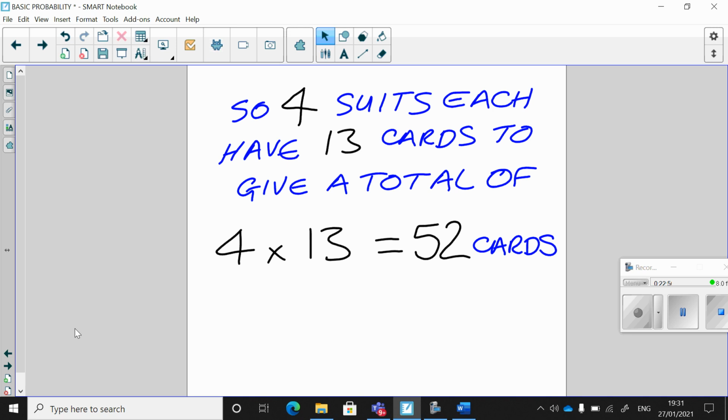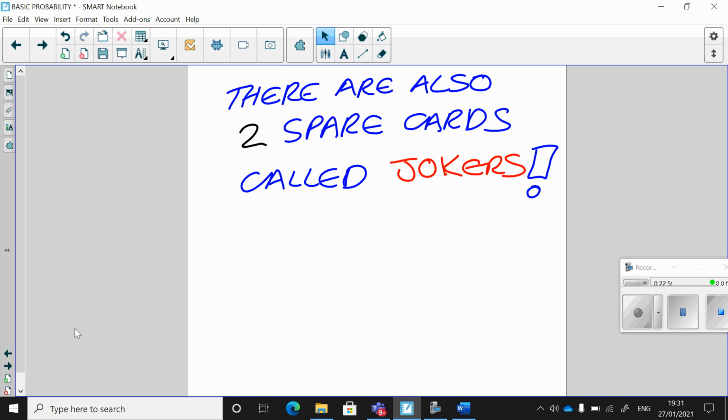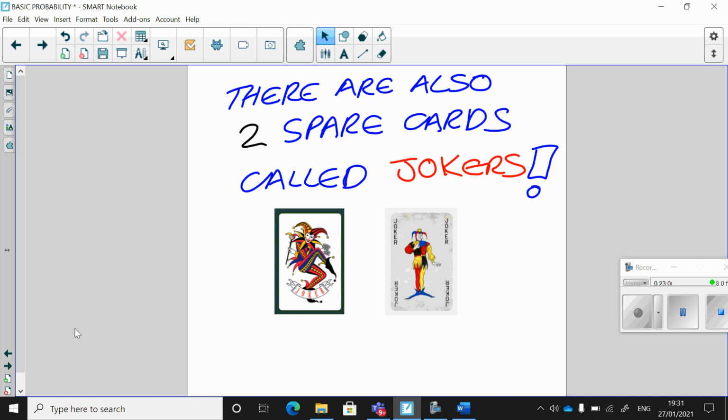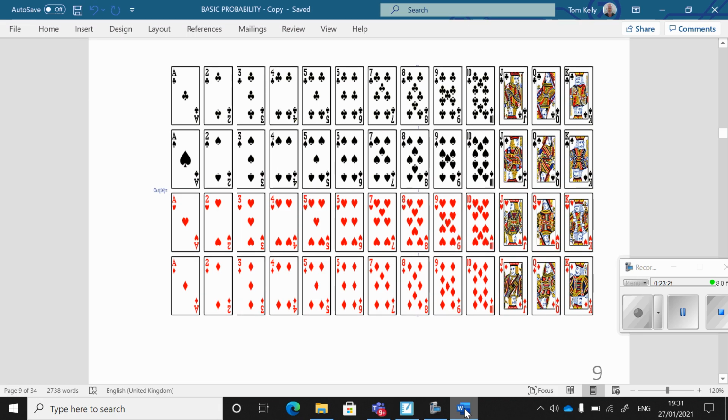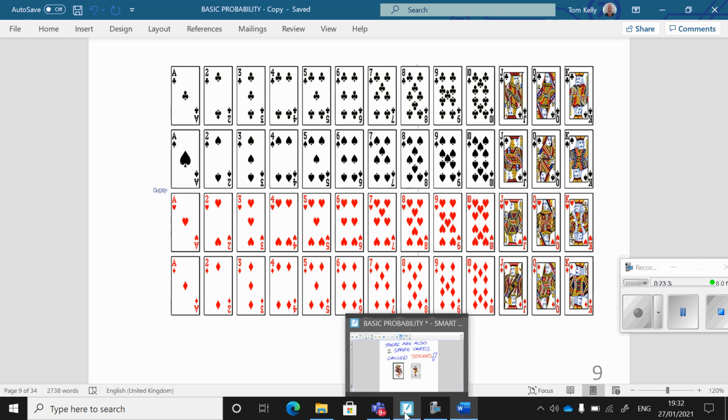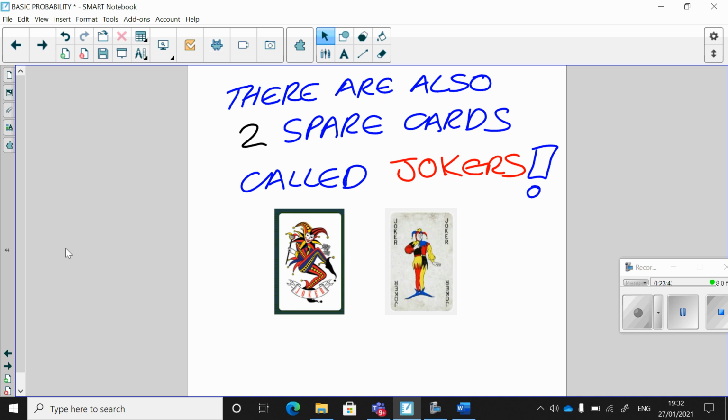Right, but others may want to argue because they know there's 2 spare cards called jokers. Jokers are jesters, actually. Medieval clowns or current clowns, whatever. Sometimes they use these within card games, or as substitutes just in case you lose a card. But let's move on from that. The most important thing for us here is the makeup of the cards: ace, 2 up to 10, jack, queen, king, and we get our 4 families, or suits.